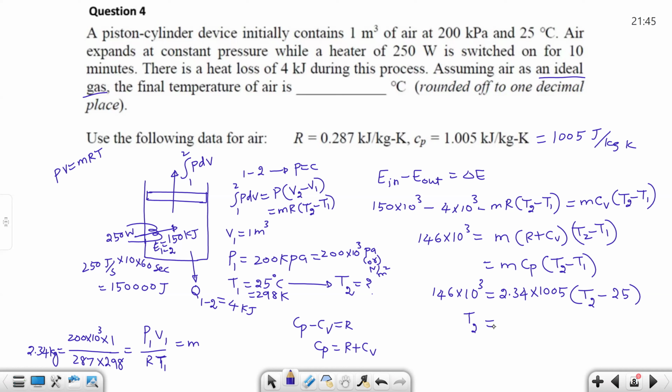So 87.1 degree centigrade. The final temperature will be 87.1 degree centigrade. So that is the answer.